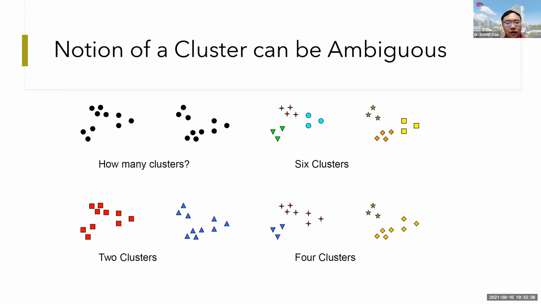Next, we would like to talk about the notion of a cluster. It could be very ambiguous. It really depends on the angle and the direction from which you look into the data points. For example, if we just look at the figure on the top left, you see just 20 data points distributed in a two-dimensional space. Based on those data points, how many clusters should they form?